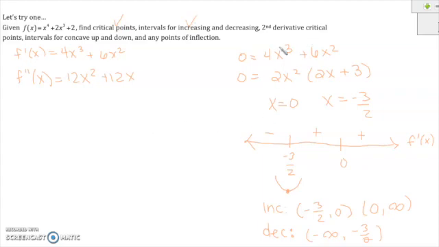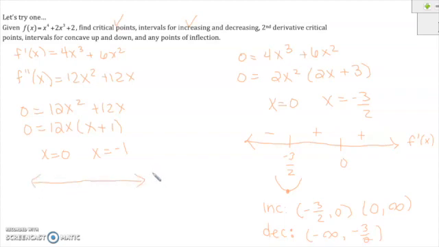Now let's find the second derivative critical points. So that's going to be 0 is equal to 12x squared plus 12x, which factors to 12x times (x plus 1). So I have second derivative critical points at 0 and negative 1. You can see we knew something special was happening at 0 here. So let's take a look.